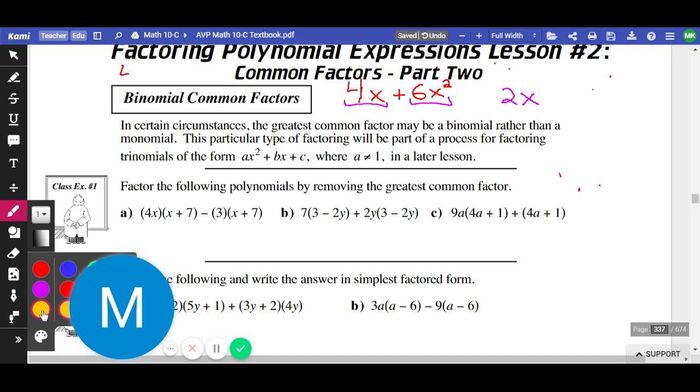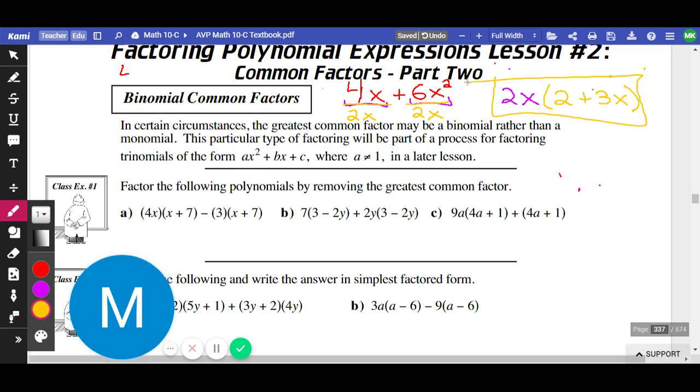We then would have a remainder when we divided our terms by 2x. When we did 4x divided by 2x, the remainder was 2. When you did 6x squared divided by 2x, you had plus 3x. That's just a review of what we did before the weekend. That's called removing a greatest common factor. We're going to do the same thing today, just a little different.